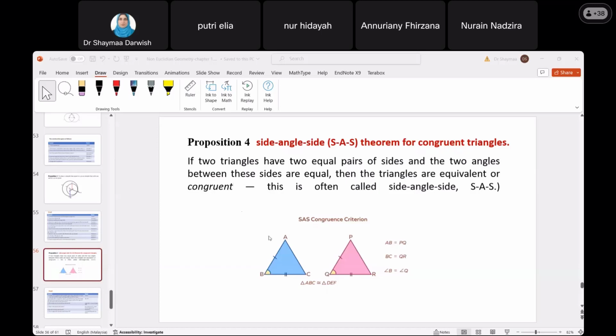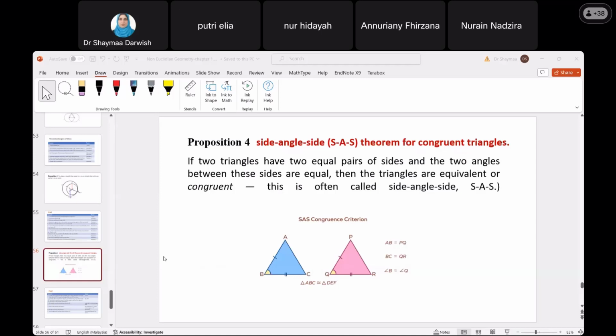So we claim that both triangles are congruent. If two triangles have two equal pairs of sides, and the angles between these sides are equal, then the triangles are equivalent or congruent. This theorem we call SAS, side angle side. Okay, how can we prove this?